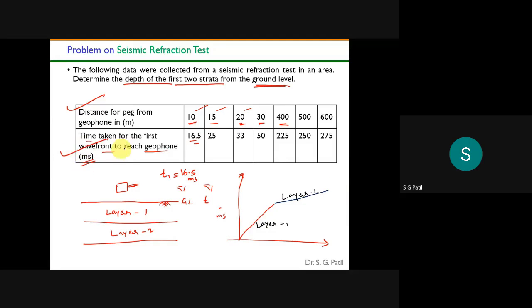Now what do I have to do? I have to plot a graph between distance versus time. If you are able to plot this graph, then I will get the two straight lines, and then take the slope of those straight lines and inverse them. Then you will get the wave velocity in those layers, and then use those formulas to find out the depth of each layer. This is H1 and this is H2.